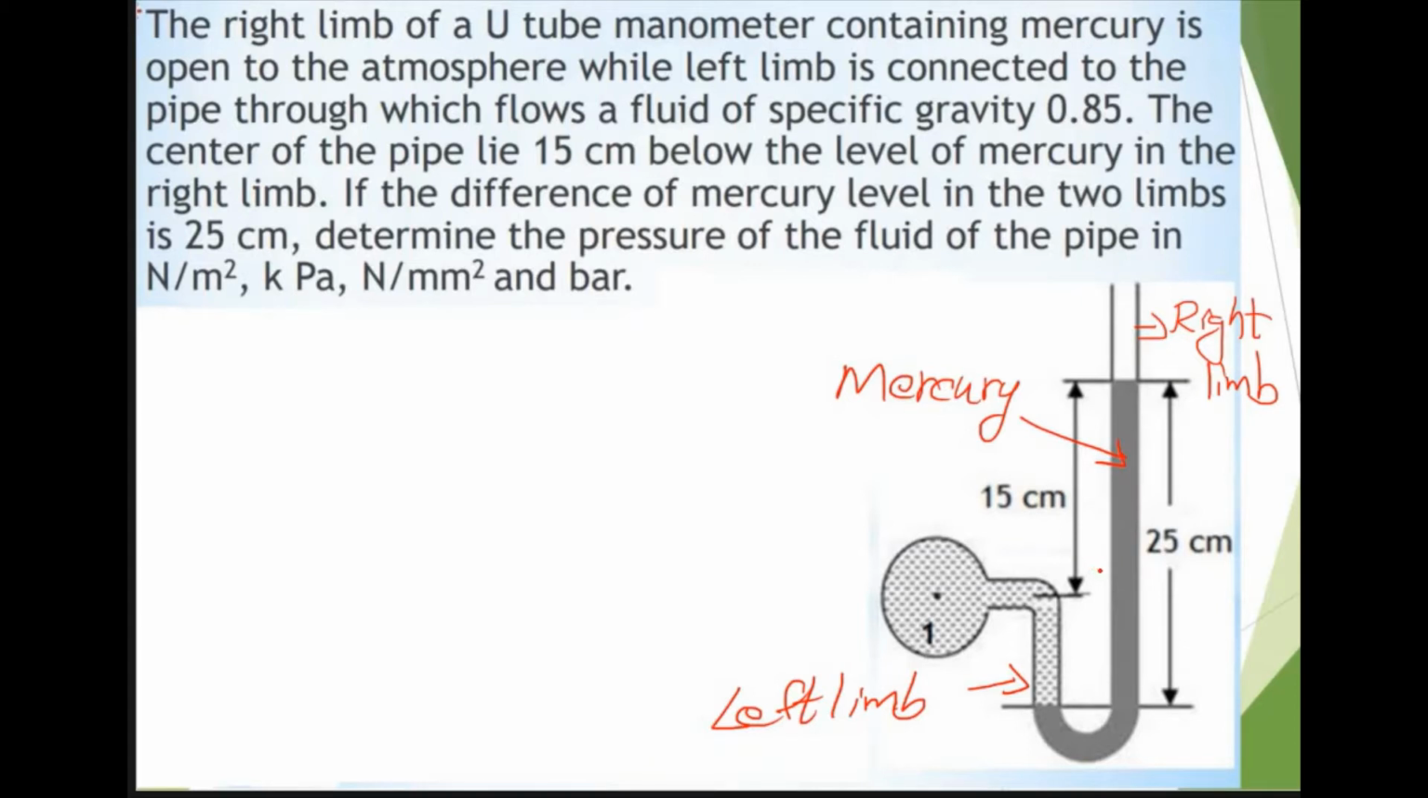From this figure you can see that the level difference between the center of the pipe, this point, and the mercury level in the right limb is 15 centimeter. And here we are drawing a reference line. This reference line is drawn where there is a separation of fluid in the left limb. Up to this reference line, the fluid has specific gravity 0.85 and below this reference line the fluid is mercury. So this is our reference line.